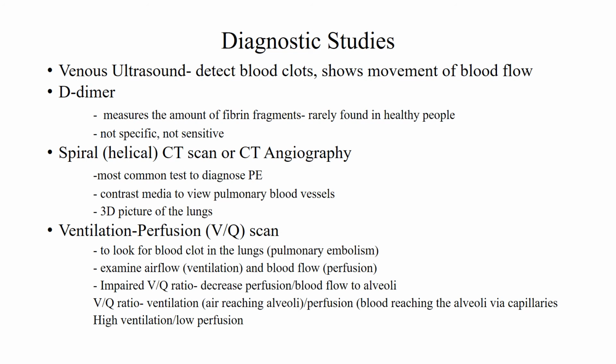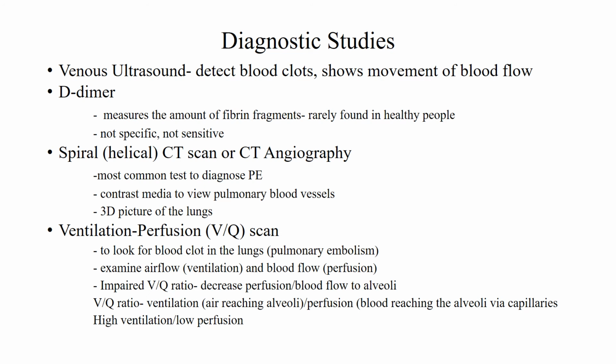So a negative D-dimer means that there's no clot. A positive D-dimer means that there are fibrin fragments present. So there's a positive D-dimer. So it means they need to investigate because there's a possibility of a blood clot.